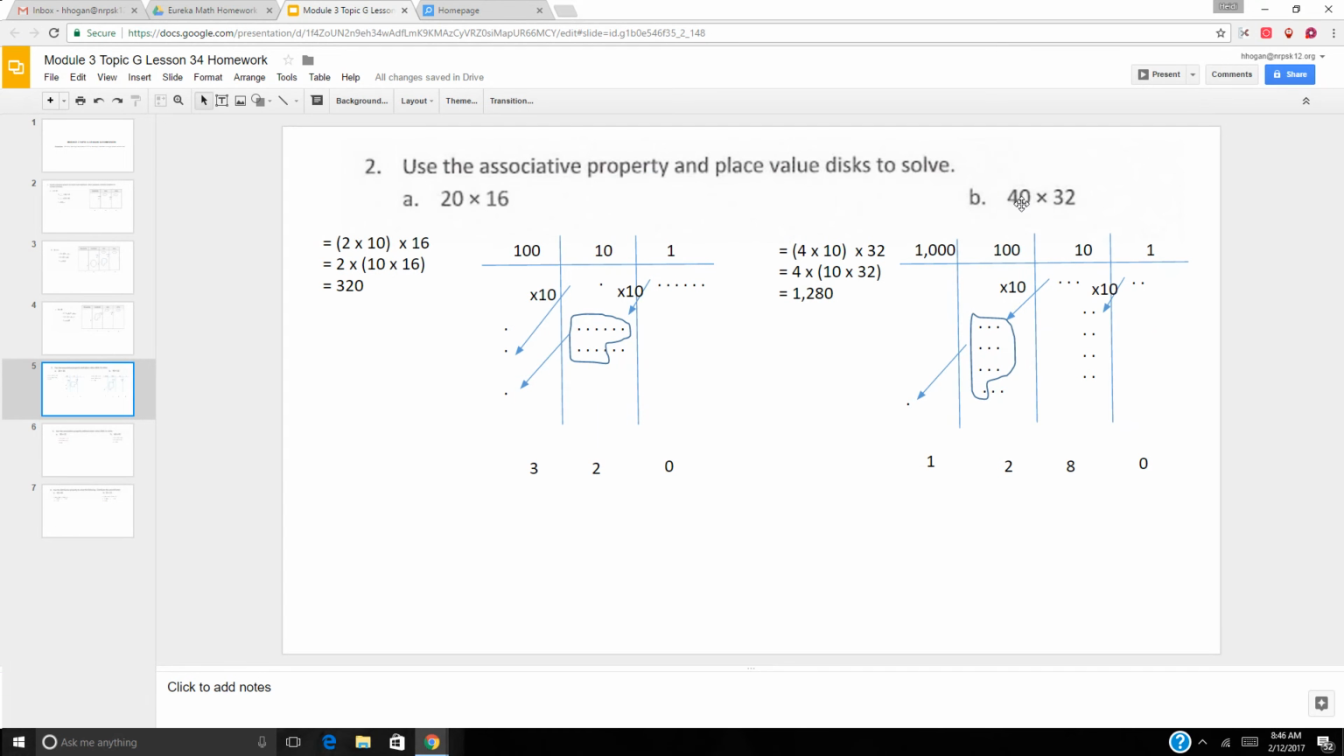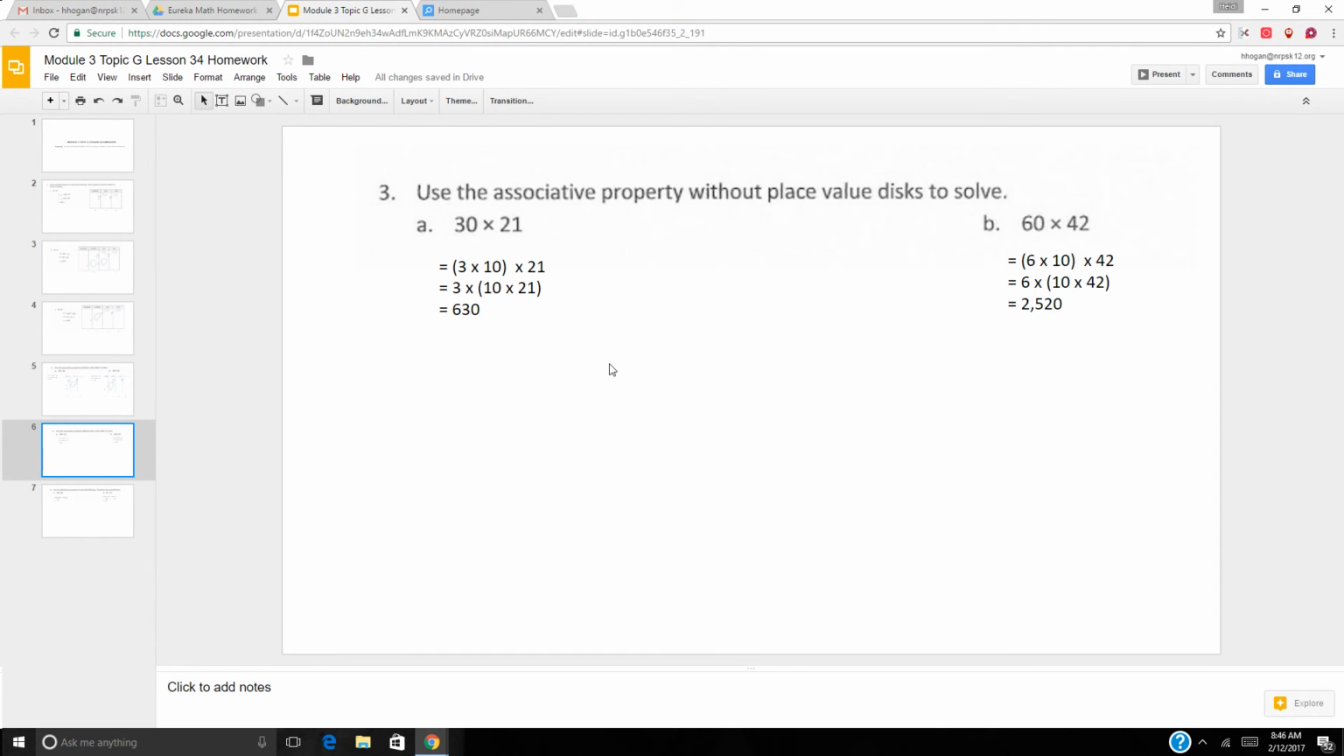40 times 32 is 40 can be 4 times 10 times 32. We can move the parentheses and group together the 10 times the 32 4 times. So 32 times 10. The 2 times 10 gives us 10s. 4 times 2, 4, 6, 8. So we have 8 10s. 30 times 10 is 300 4 times. 1, 2, 3, 4, which is actually 12. So we are going to regroup that 10 into a 1,000. We're left with 1,280.